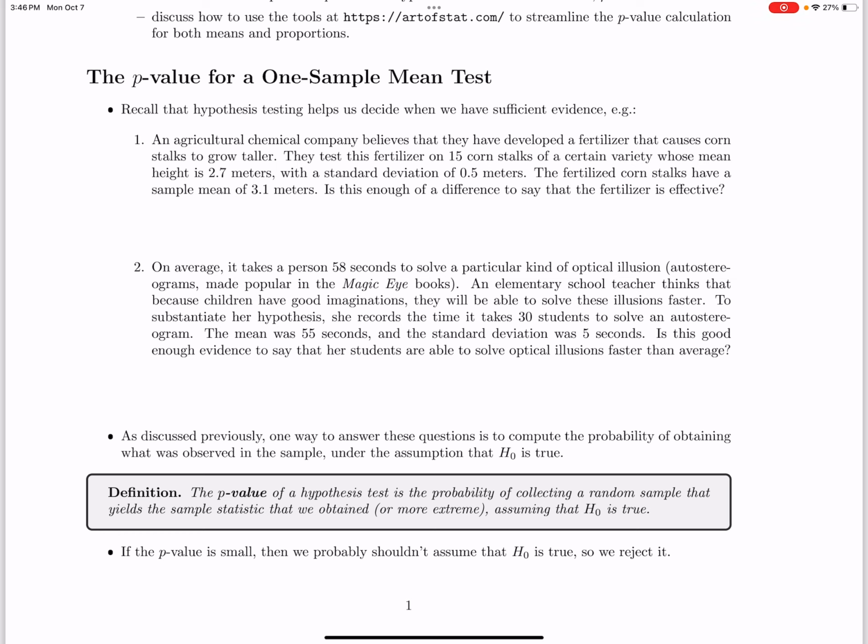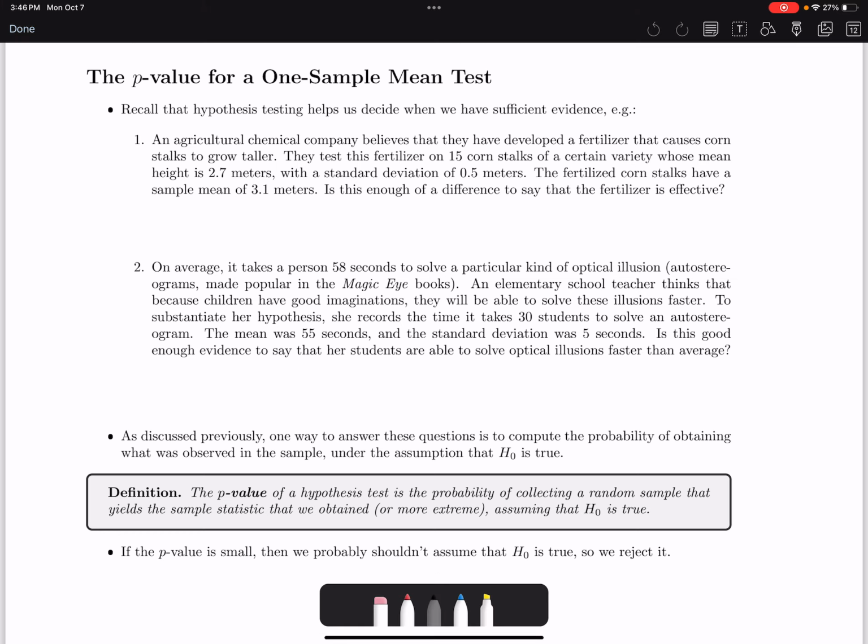So the corn stalks without the fertilizer grow to be 2.7 meters tall on average, but these corn stalks with the fertilizer grew to be 3.1 meters, which is larger, but is it enough of a difference to say that the fertilizer works? This is the kind of question that we want to be able to answer.